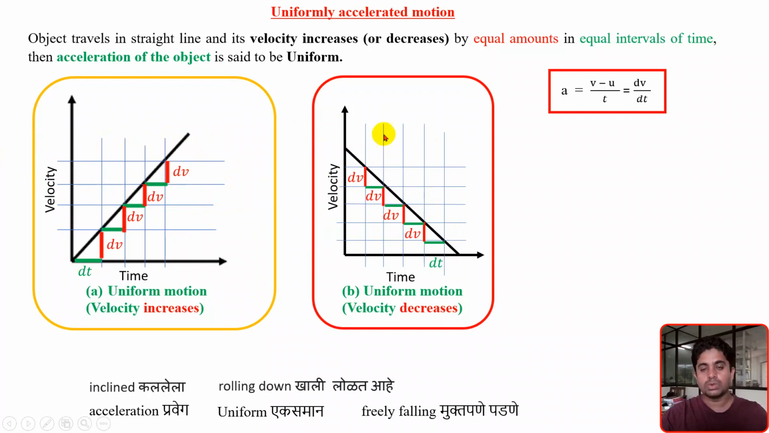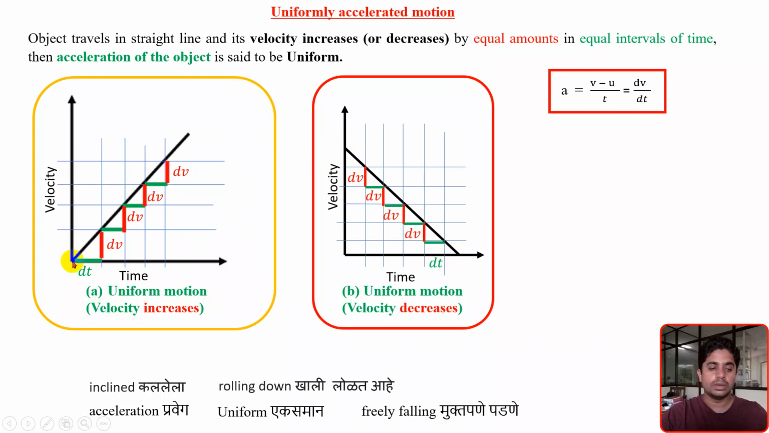But for this case, we are saying that the object has some initial velocity. Somewhere here is that initial velocity, and as the time progresses, the velocity decreases like this. Here velocity is increased, but here, from that initial velocity, the velocity decreased, and somewhere at this time the velocity has become zero.